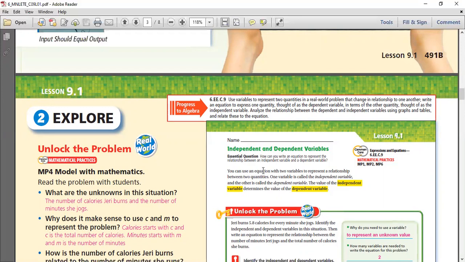dependent variable. In this lesson it's very important that you identify which is independent and which is dependent. So let's go to the lesson and check what we have to do.